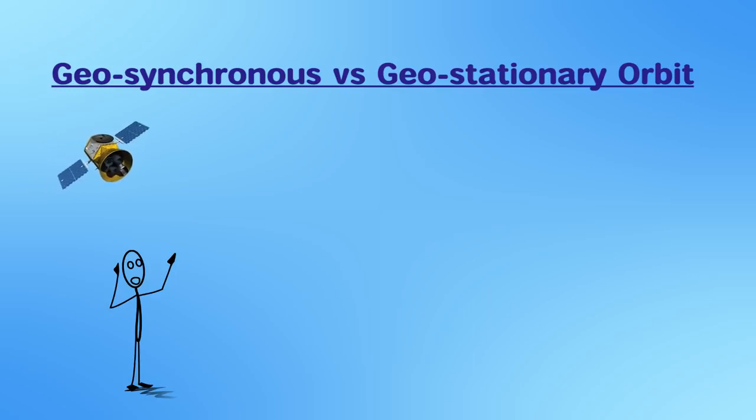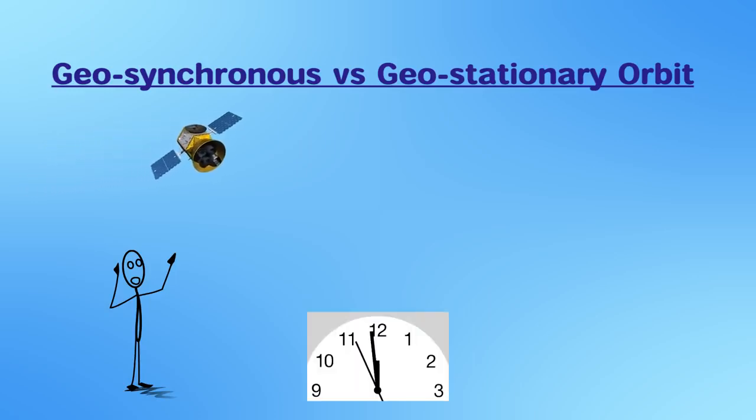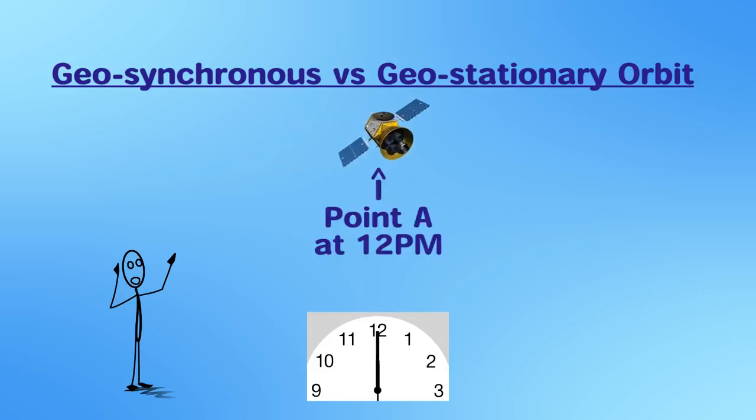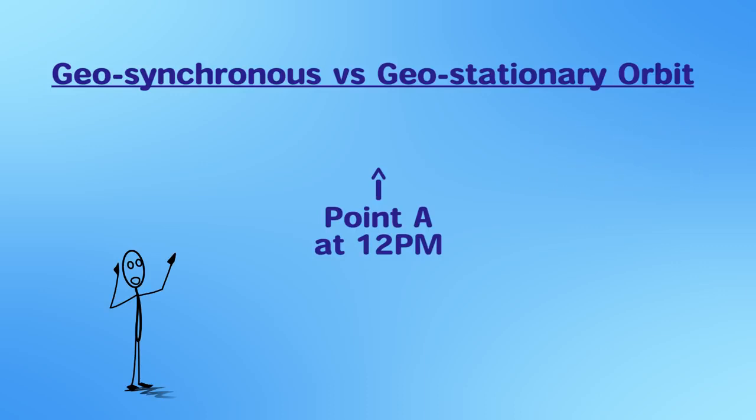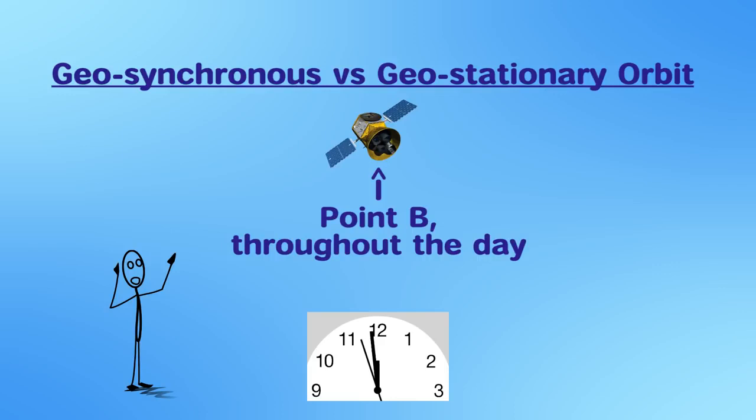For a person standing on the ground and watching the sky, a geosynchronous satellite would be at the same position in the sky, say point A, at exactly the same time of the day every day, say 12 pm. Thus, at 12 pm of each day, the geosynchronous satellite would be at point A. For the same person watching a geostationary satellite, it would appear at the same position, say point B, throughout the day, that is stationary to him. Thus, any time of the day he looks at the sky, this geostationary satellite would always appear at point B.